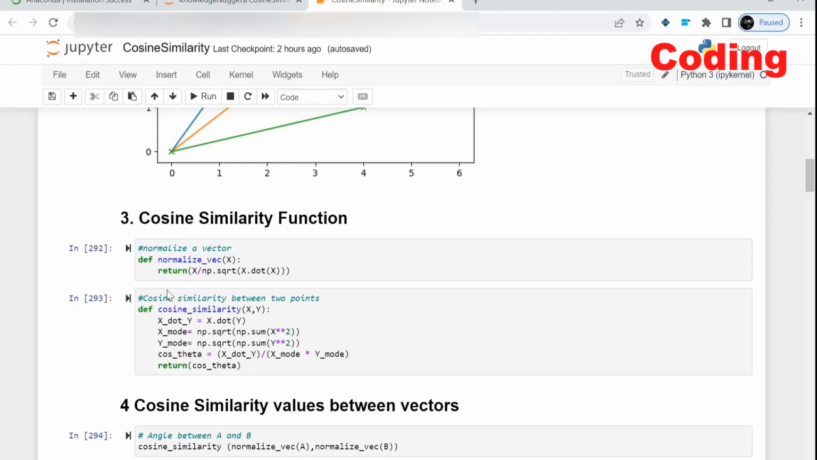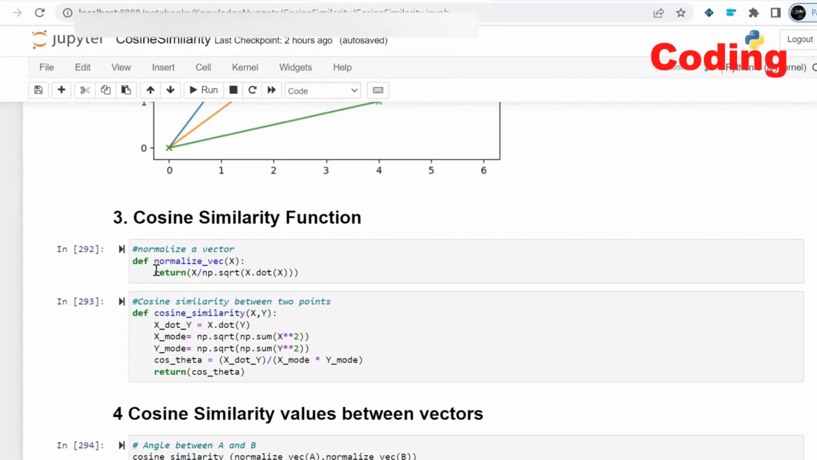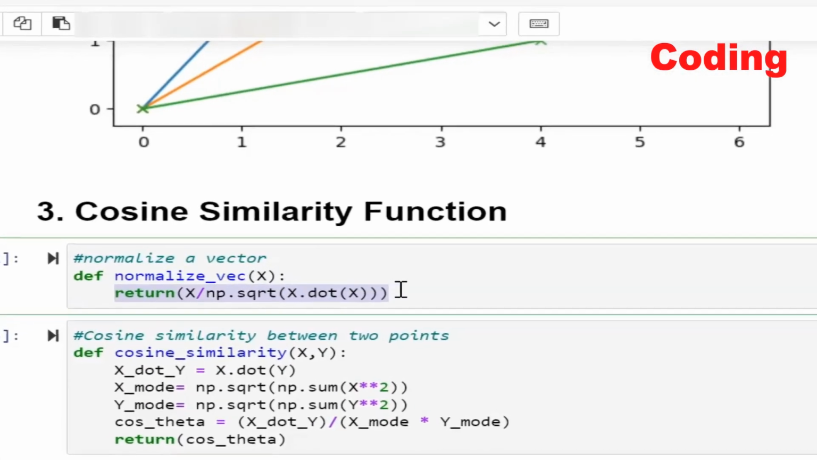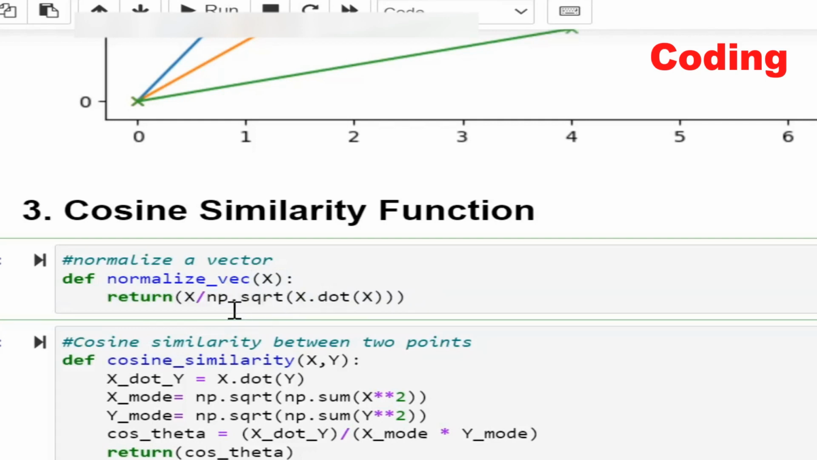In step 3, we'll be defining two functions. One is to normalize the vector, and another is cosine similarity. We normalize the vector by dividing the vector by its length. We find out the length by summing up the square of each of the elements of the vector and taking its square root.